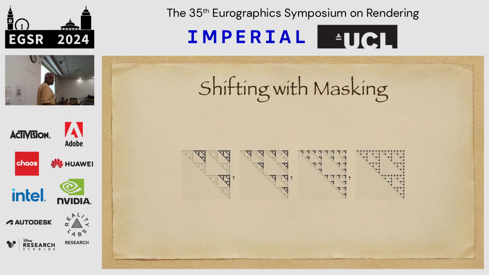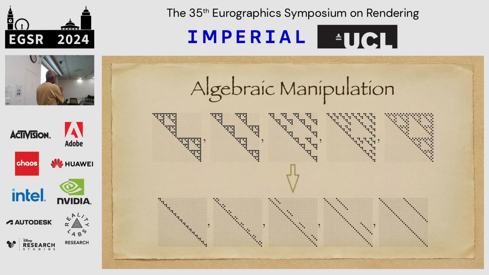The essence of this shifting is that if you shift the matrix and then add the shifted matrix to the original matrix, you will remove some of the bits. If you shift by 16, you will remove the top triangle.